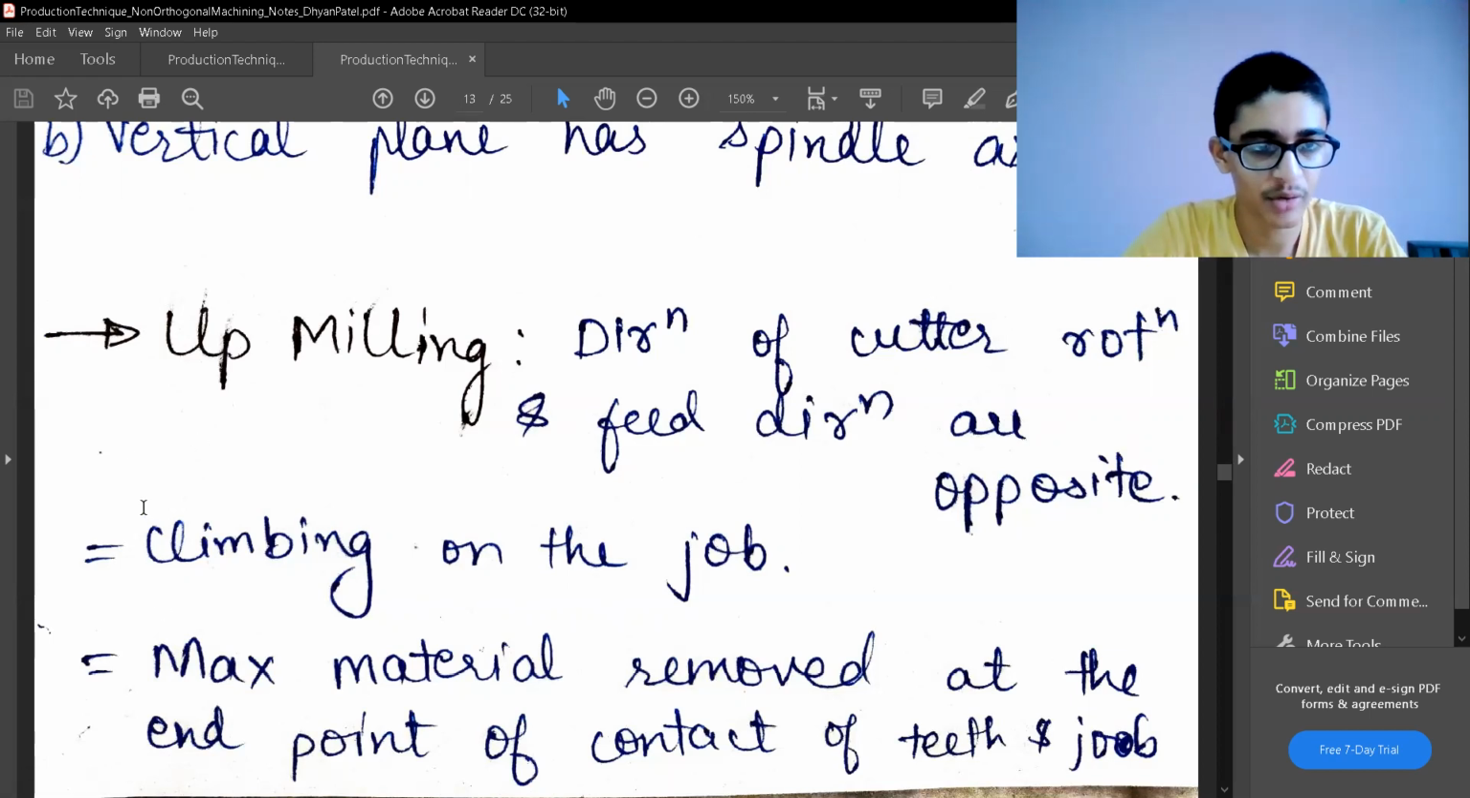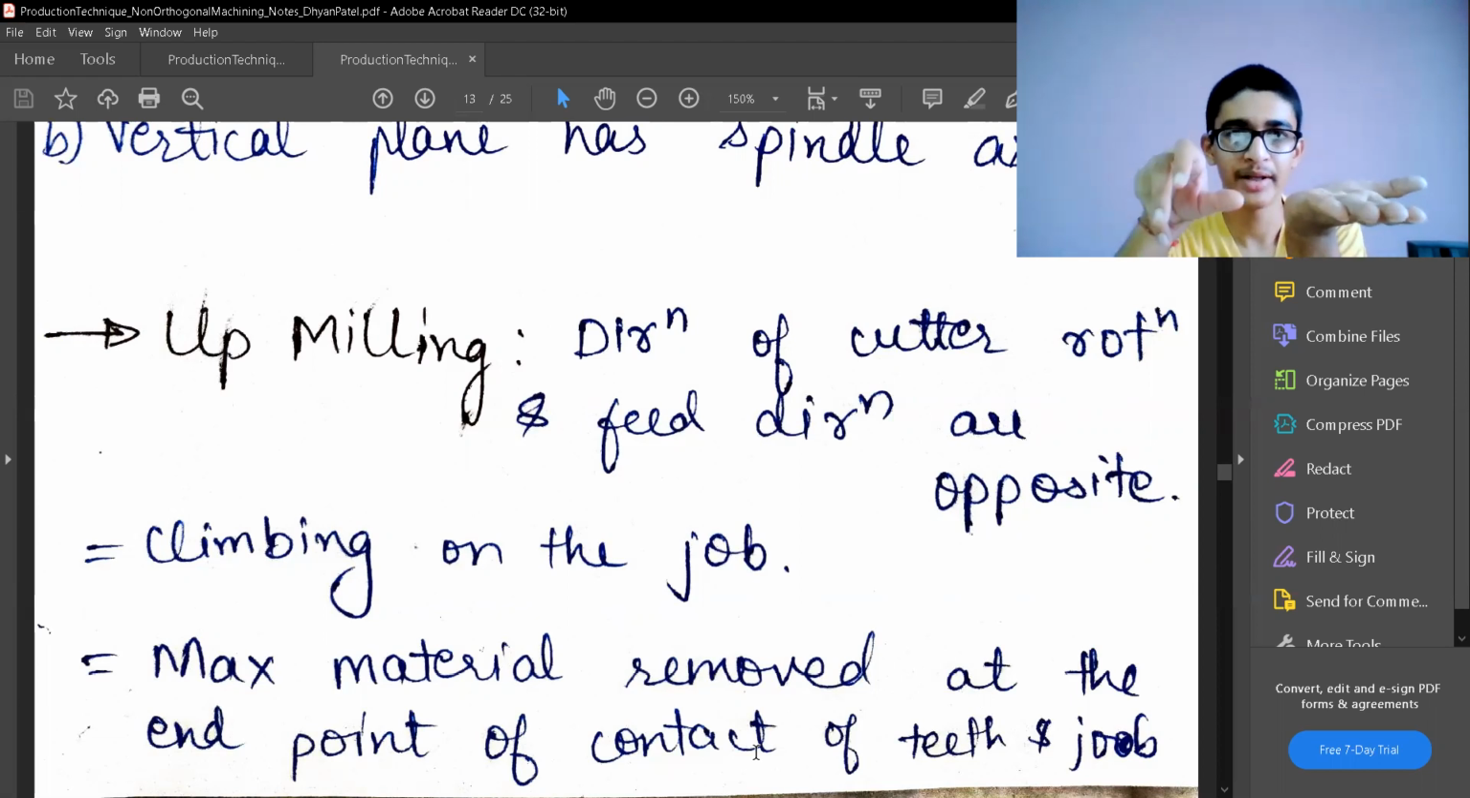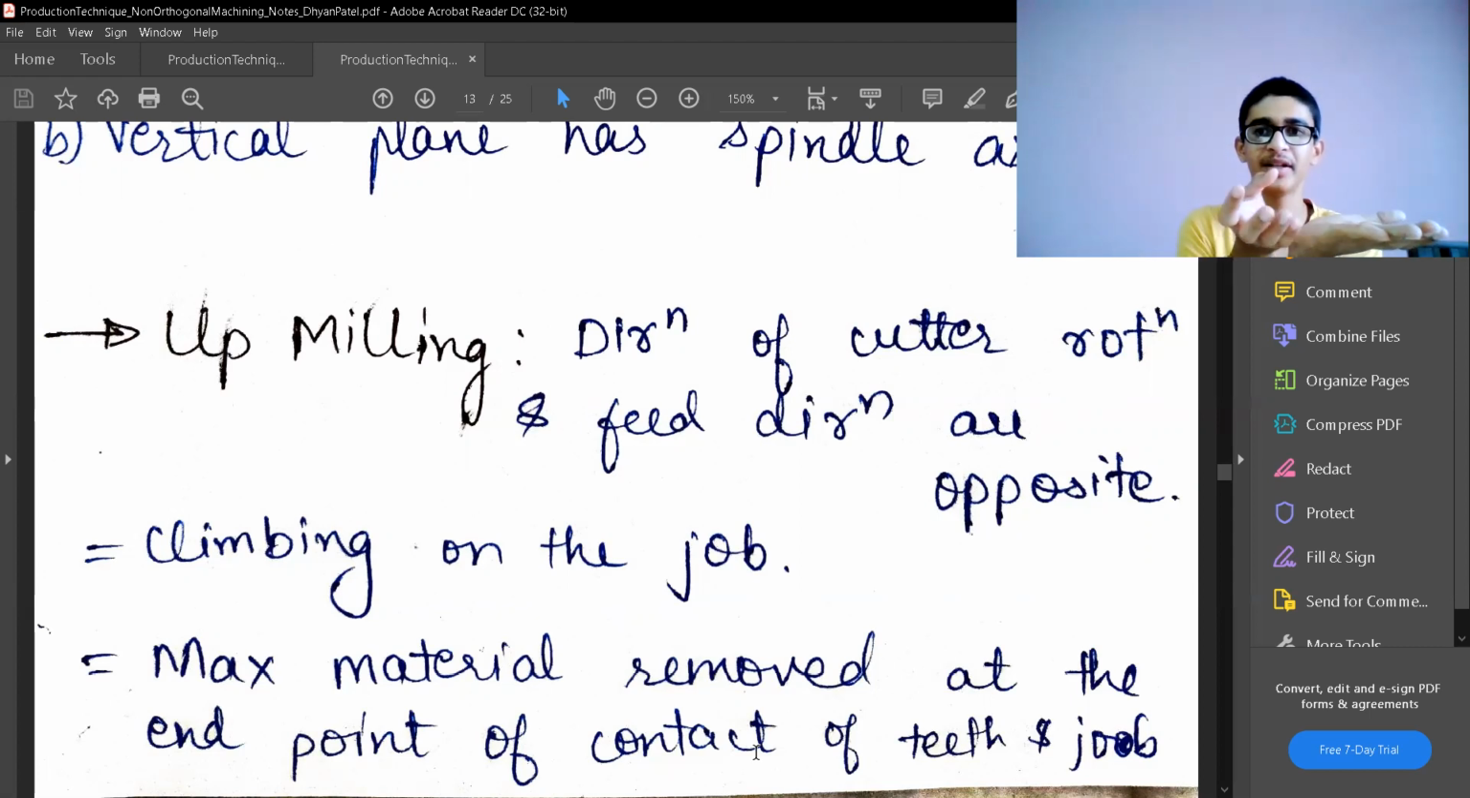So up milling is also called climbing on the job, and over here we'll have maximum material removed at the end point of the contact. This is because the workpiece is coming, and my cutter is rotating in the opposite direction. So at the end I have maximum material interfering with the teeth of my milling cutter. That means that at the end of the stroke, I'll have maximum material removed.